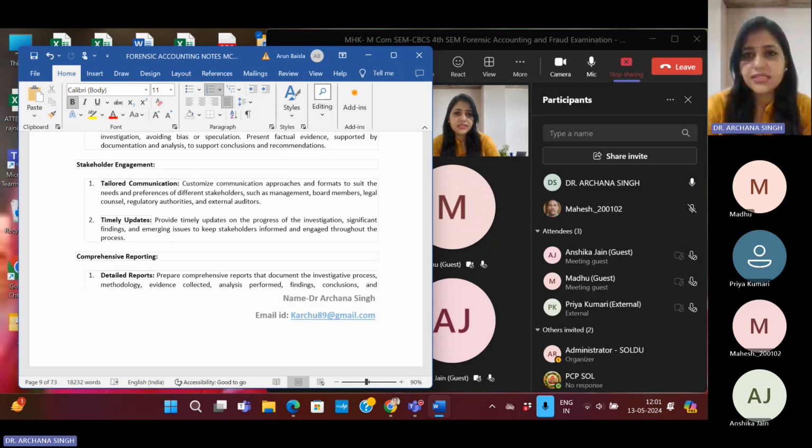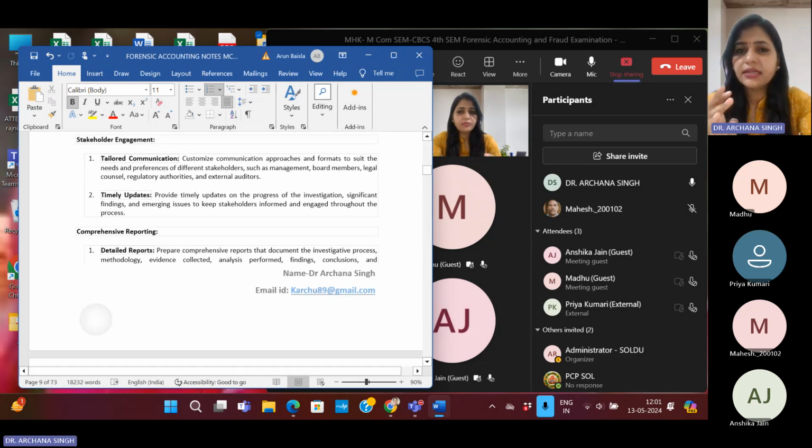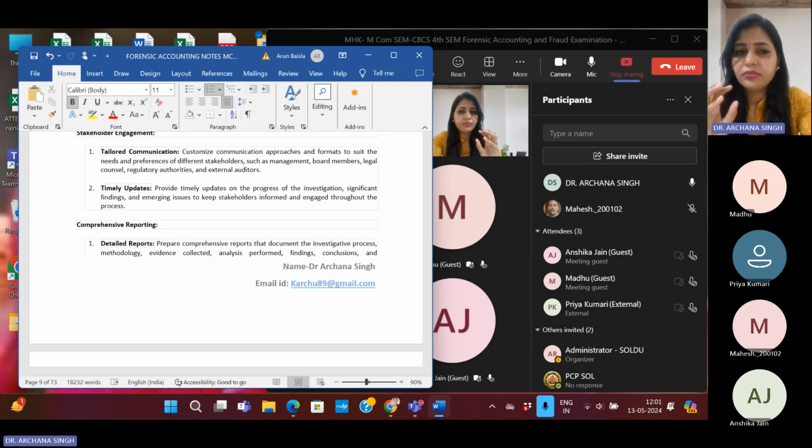Then comprehensive report. Comprehensive report basically includes detailed reporting, means whatever the findings, whatever the evidence they had collected, the conclusions they had reached, the analysis they had performed, and whatever methodology they had used while doing the investigation process, they have to prepare a comprehensive report of that investigation.